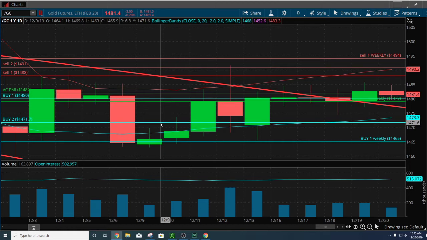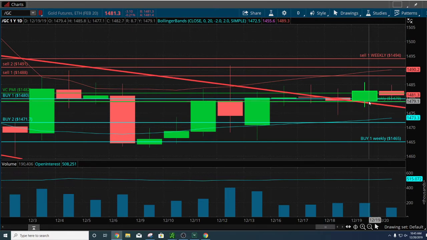I'm sorry, from 65, which was the weekly signal, the first target was 1479, 1480. As you can see here, that weekly signal was completed, and that was approximately a $15 per ounce gain, which is equivalent in a futures contract to a $1,500 gain.